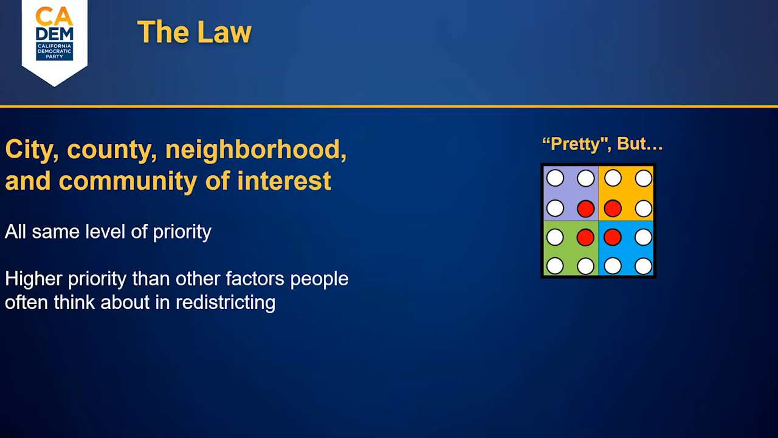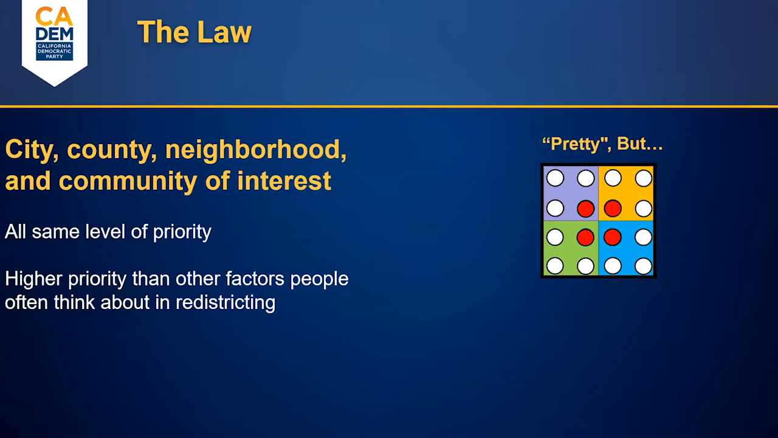City, county, neighborhood, and communities of interest, those should be tried to be kept together. Notably, those are all held equal. So a community is just as important as a city, just as important as a county boundary. You have to look at them all equally. And they are something that is considered more important than other things that people might often think about in redistricting.